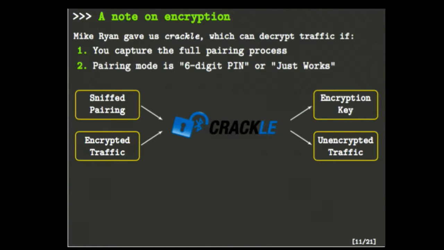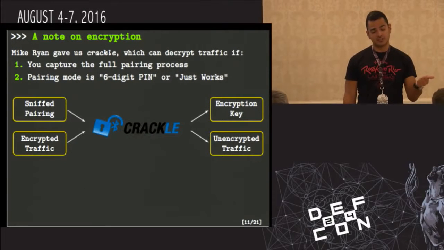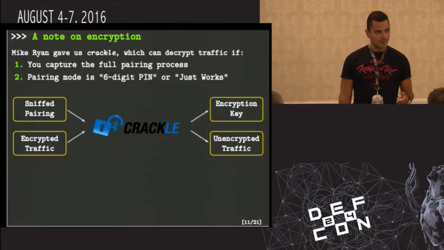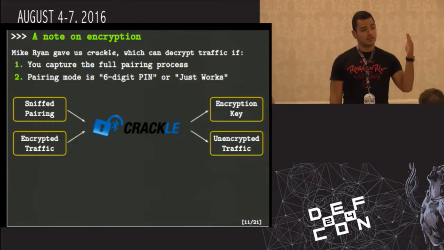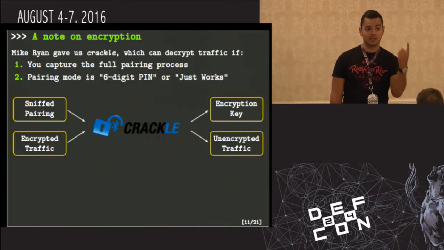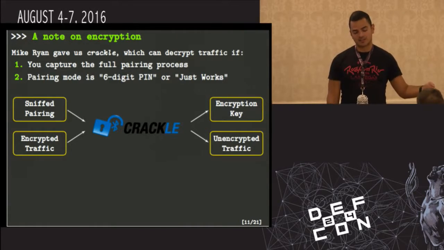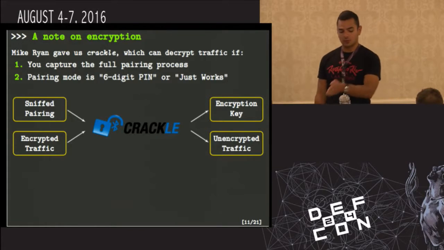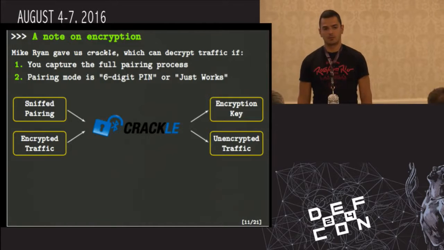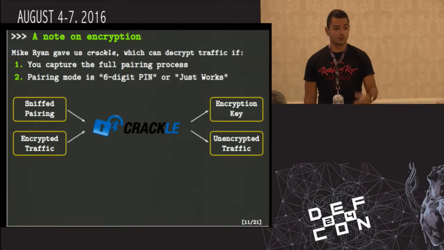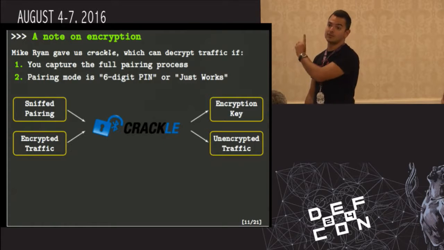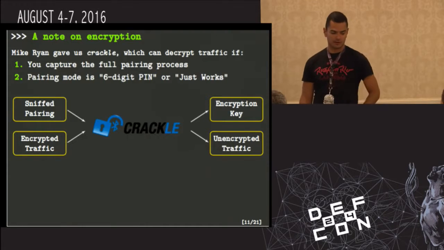Mike Ryan gave us a tool called Crackle, which takes advantage of a vulnerability that he found with the pairing process, if you're using either 6-digit pin pairing or Just Works pairing. You can capture the pairing process, which only happens once at the very beginning, whenever you first get the device. You capture that pairing sniff, you feed the encrypted traffic to the tool, and out comes unencrypted traffic. We've tested this tool, and it works really great if you're using either one of those two types of pairing modes.